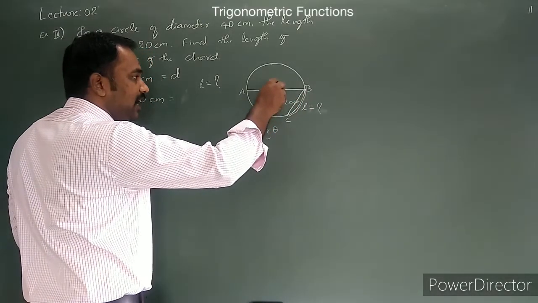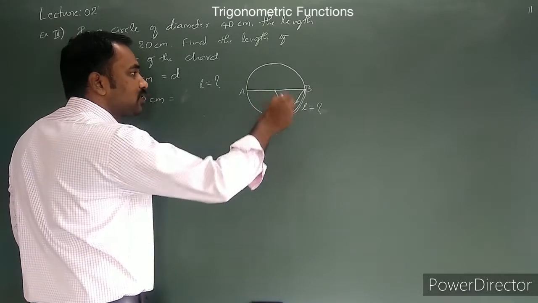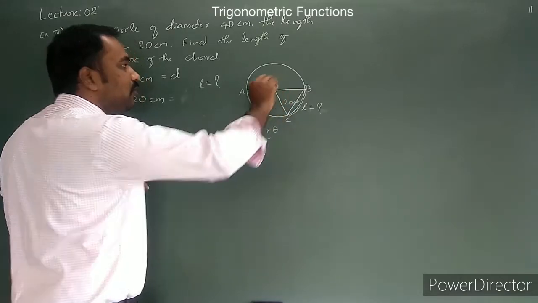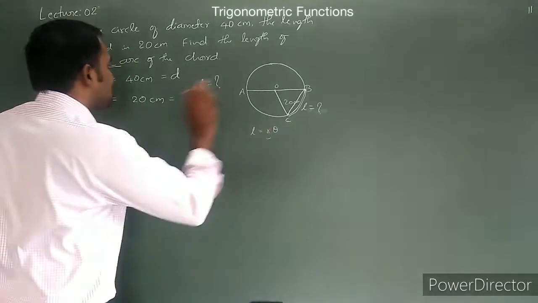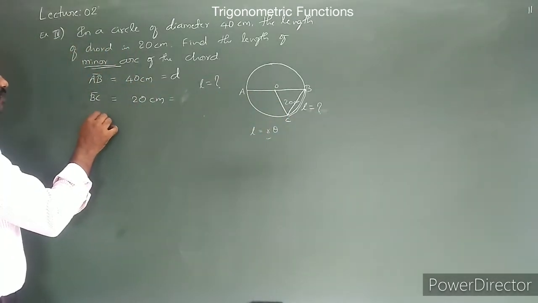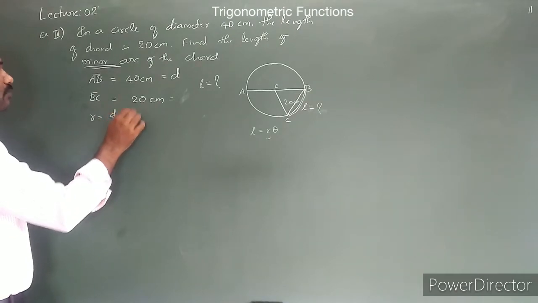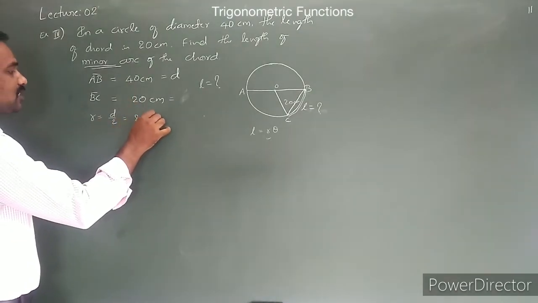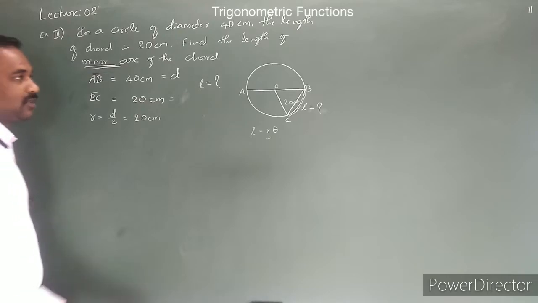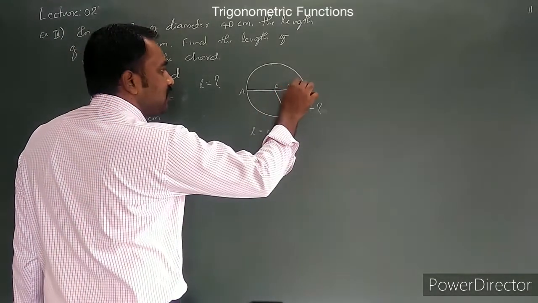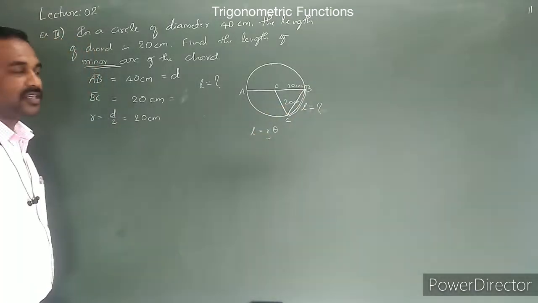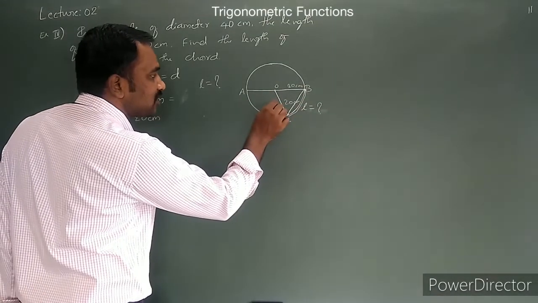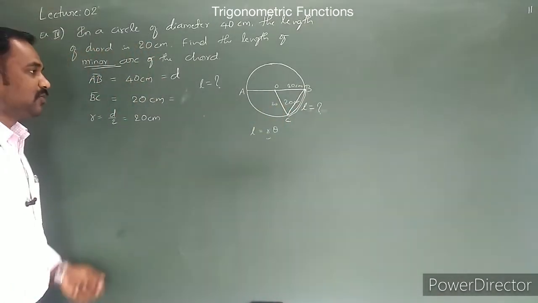Now I just join the center of the circle, O, to C. If I join OC, what will we get? First of all, radius is equal to diameter divided by 2. 40 divided by 2 is 20 centimeter. Radius is 20 centimeter. The chord is also 20 centimeter. And this side is also 20 centimeter.